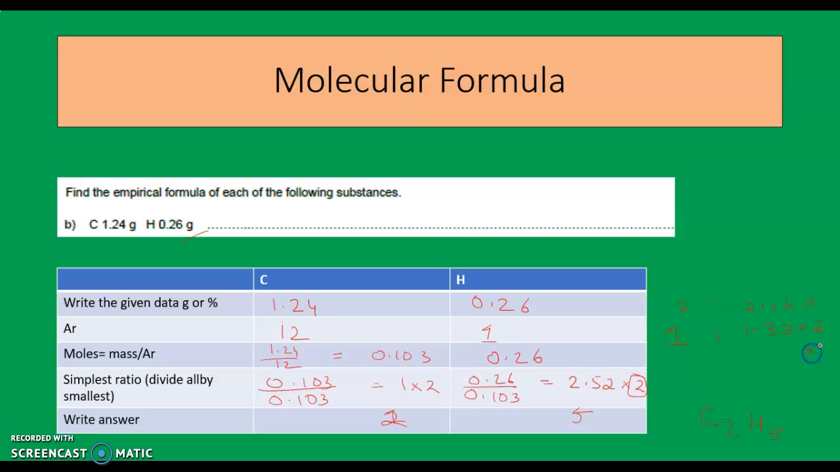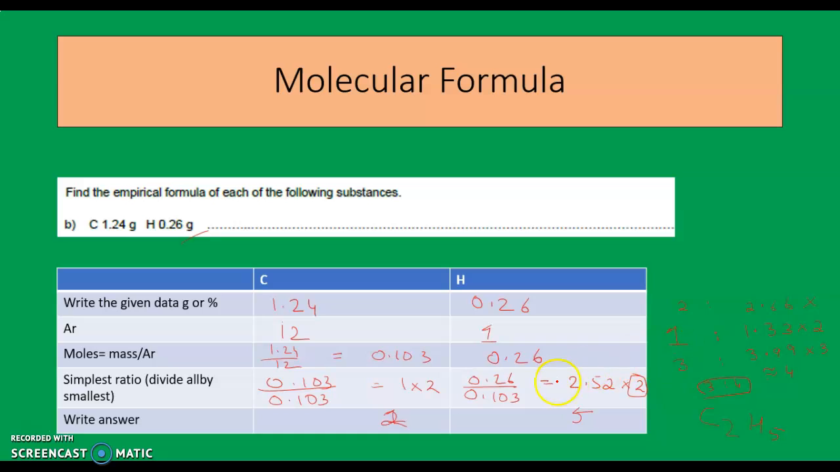Then you would try multiplying it by the next higher number, 3. So you get 3.99 and 3. Now 3.99, we can say it's similar to 4. So your mole ratio would be 3:4. So if that was the data here, you would say your answer was C3H4.